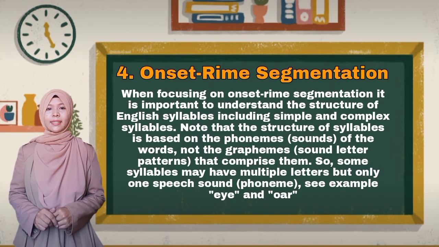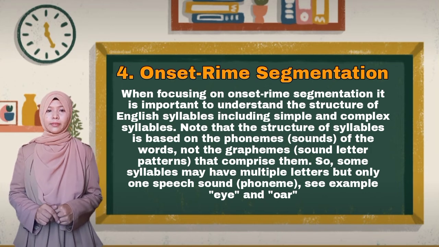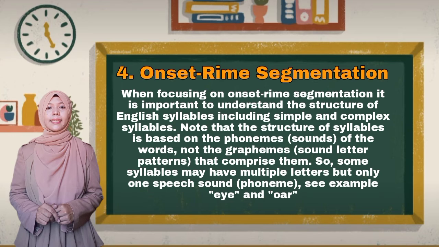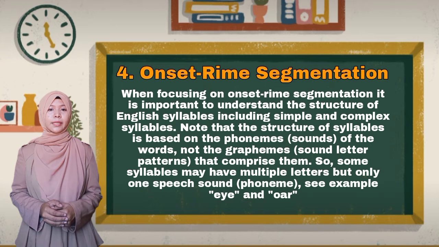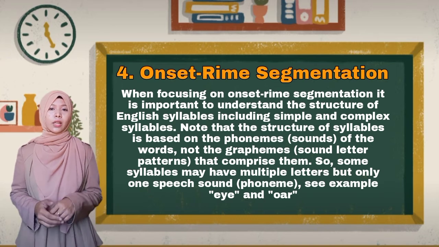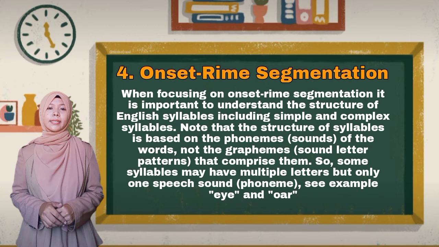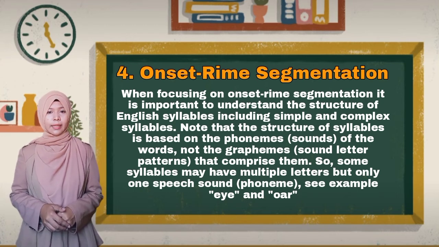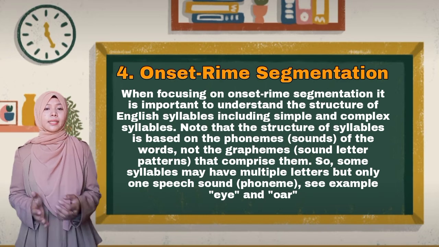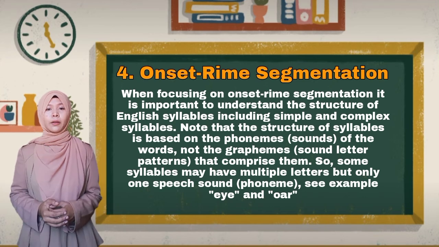The fourth skill is onset-rhyme segmentation. Onset, again, is the consonant before the vowel, and rhyme is the combination of the nucleus and the coda. When we say segmentation, it is the division of words or sounds into separate parts or sections. When focusing on onset-rhyme segmentation, it is important to understand the structure of English syllables, which we already discussed a while ago, including simple and complex syllables. Again, our focus is the sound and not the pattern of the letters. There are some cases where syllables may have multiple letters but only one speech sound or phoneme.